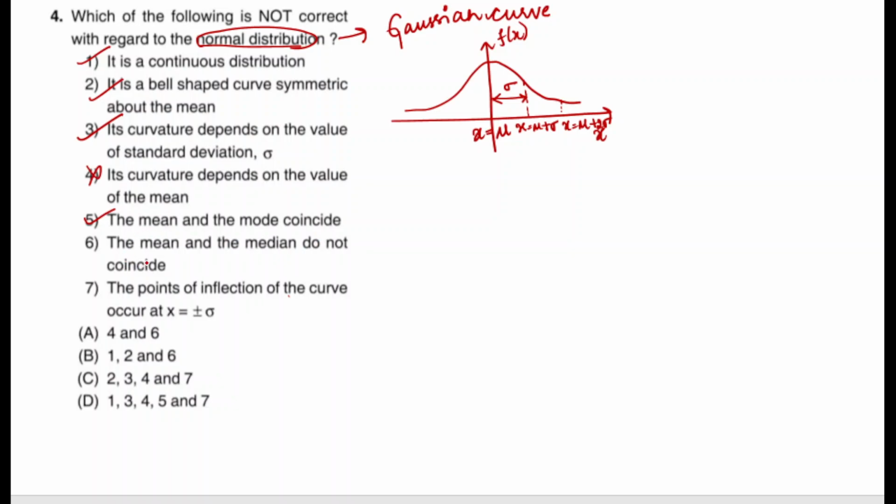And in the sixth option, they are saying the mean and the median do not coincide. This is the wrong option. The points of inflection of the curve at x equal to plus or minus sigma. This is also the right option. You can see from the graph itself. Now, which of the following is not correct with regard to the normal distribution? So which is the right option from here? I can tick option A, that is, the fourth and sixth options are wrong: its curvature depends on the value of the mean, and the mean and the median do not coincide. I hope this question is very clear to you. Keep it in mind, normal distribution is nothing but the Gaussian curve.